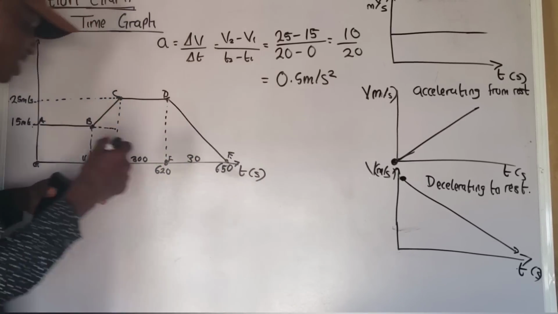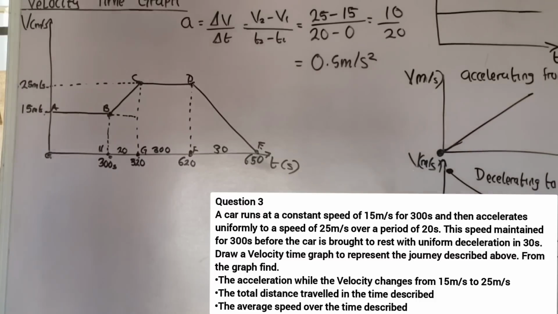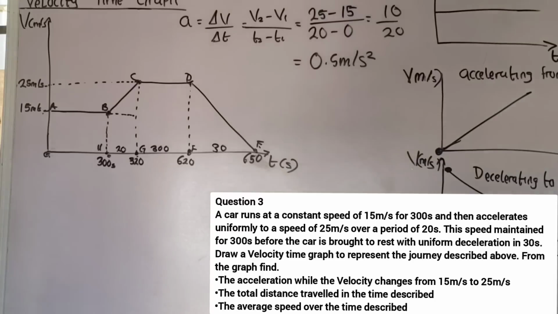That is the acceleration when the velocity of the car changes from 15 meters per second to 25 meters per second. Do you understand? Question 2. We are asked to determine the total distance traveled in the time described. Don't forget, in the previous class I told you that when we are asked to calculate the distance in the velocity time graph, we just have to take the area of the graph that we have. You understand? The area of the velocity time graph gives the total distance.